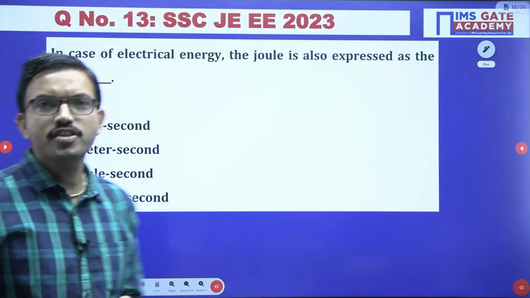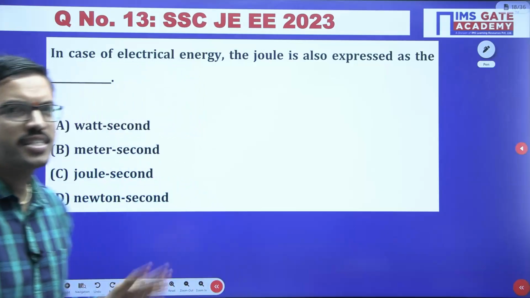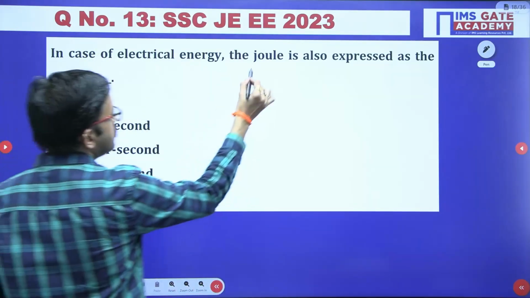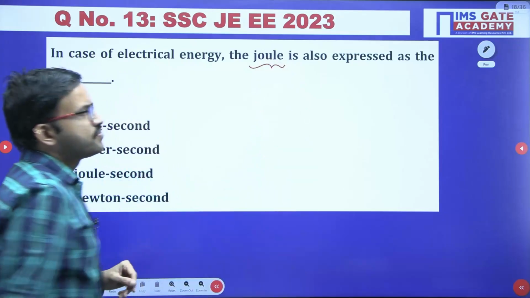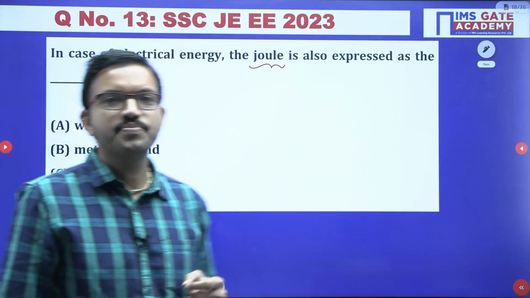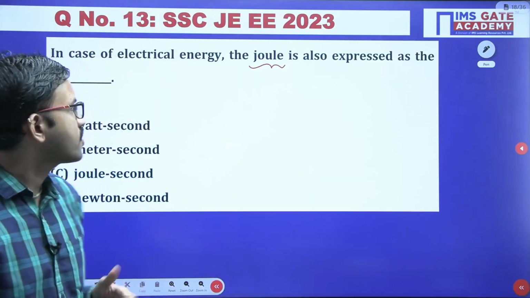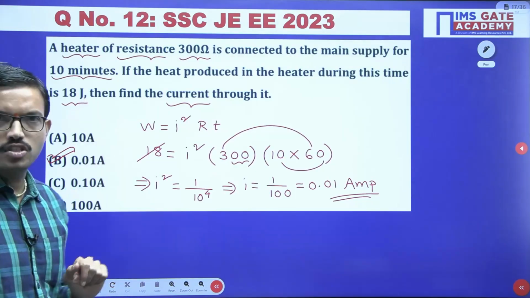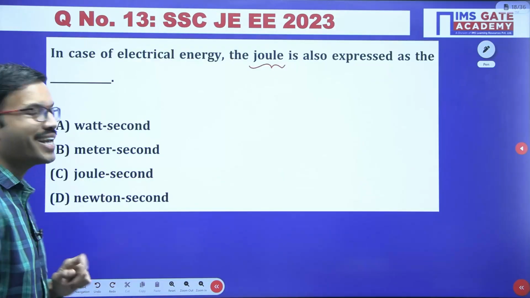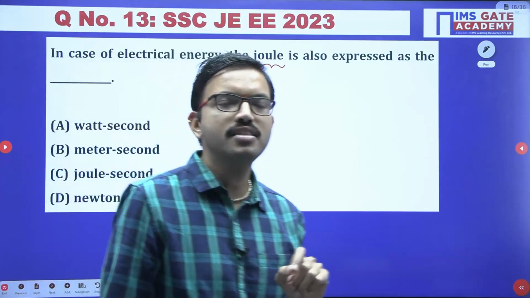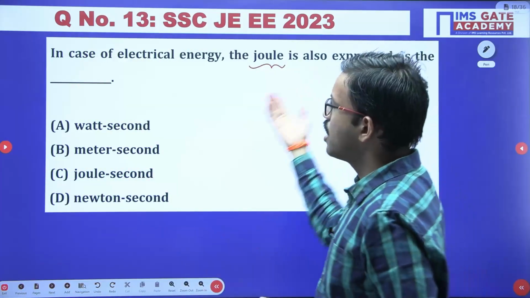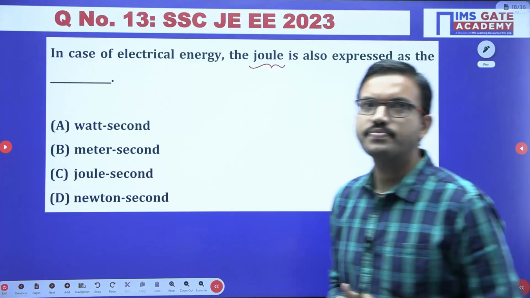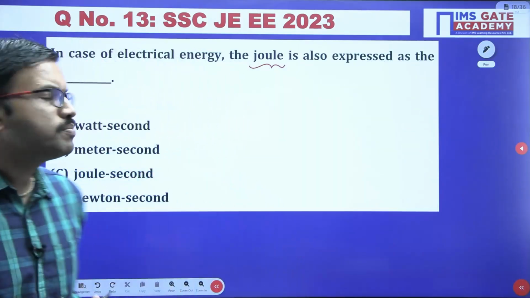I hope all of you can answer this question easily. This is a straightforward, dead easy question. Here they are asking with respect to the joule. Joule is the unit for what? Energy, as we just discussed. In general we represent energy in joules. But in this question, what is one more form of representation of the joule? That is the question.